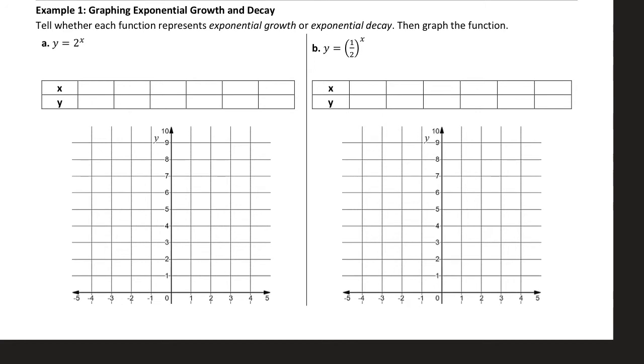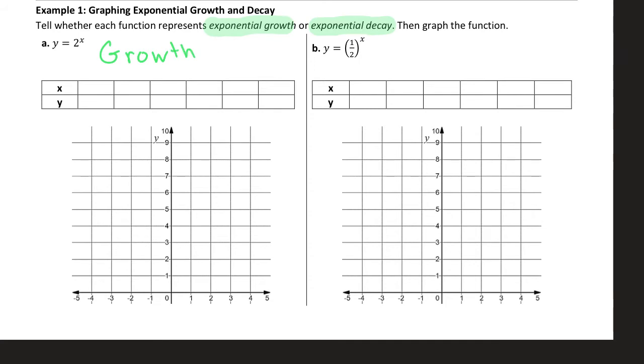The main thing I want you to do with exponential functions is realize whether they're growth or decay. That's the first thing. And then be able to graph mostly basic ones. So in this first function, y equals 2 to the x power, our factor, or our rate of change, is 2. Okay, 2 is our base. So this represents an exponential growth function, and we're going to illustrate that in the table.